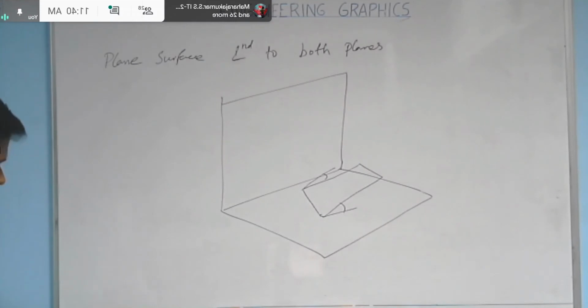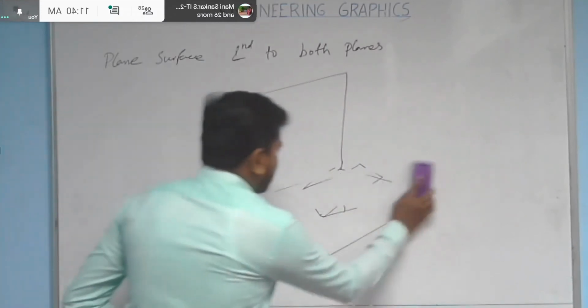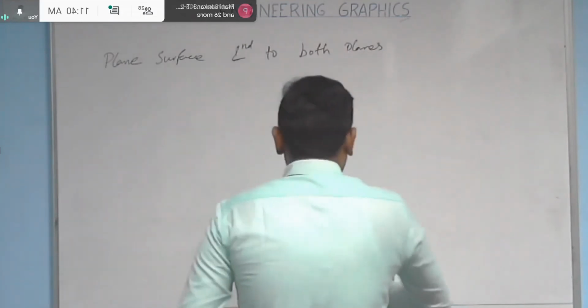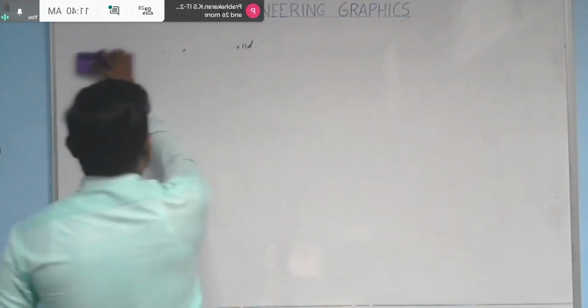And the next and last case is straight line perpendicular to both planes. Any idea how it will be perpendicular to both planes?